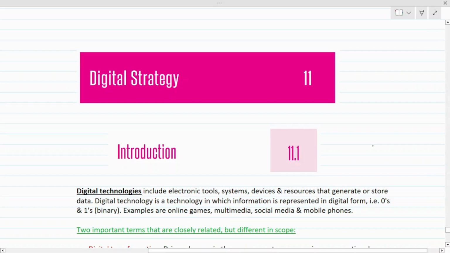Hey CMA buddies, let's today start with digital strategy. And digital strategy, it's module 11 of your strategic business management. So we'll start with the introduction first, that is 11.1.